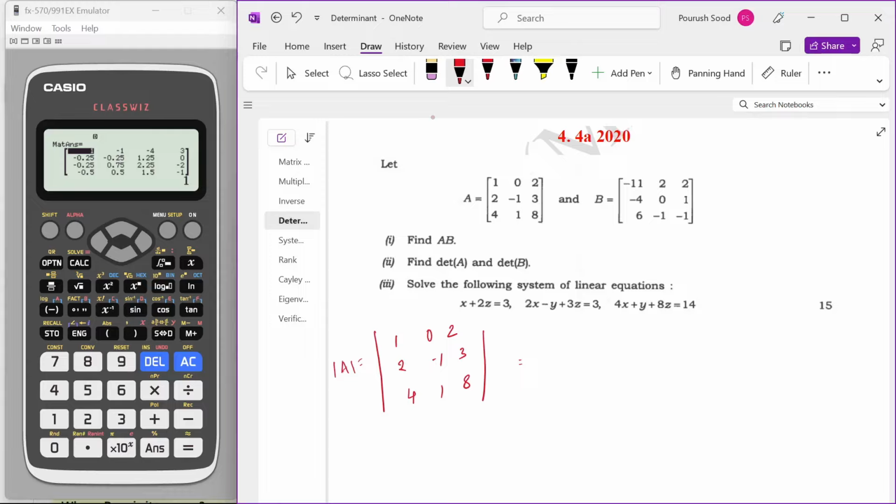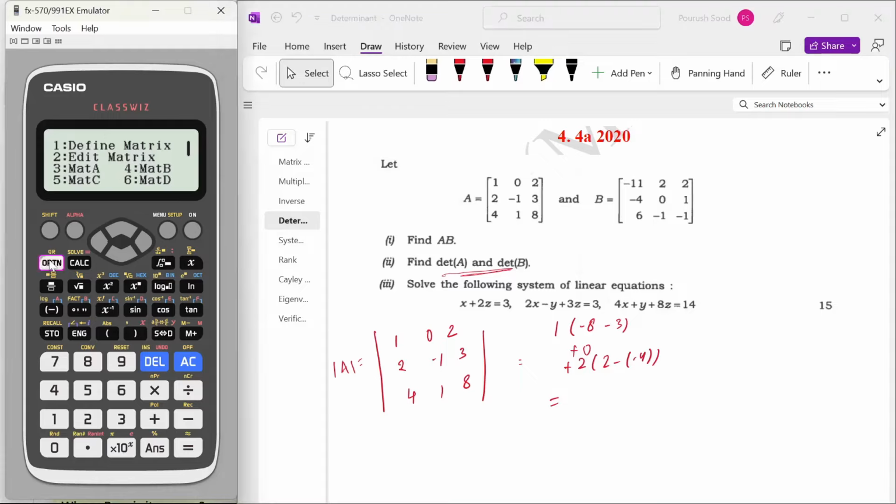Here, finding determinant of A and determinant of B is a separate question altogether, so it will be nice to write a step here. So 1 into minus 8 minus 3 plus 0 plus 2 into 2 minus 4. I should write like this, and instead of calculating from here, I just used to use the calculator.